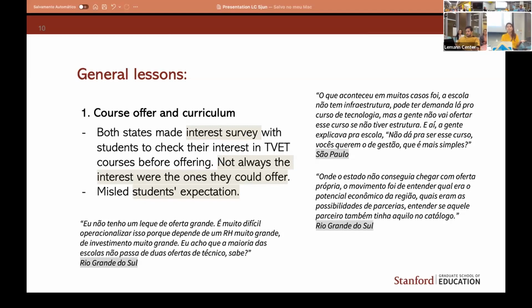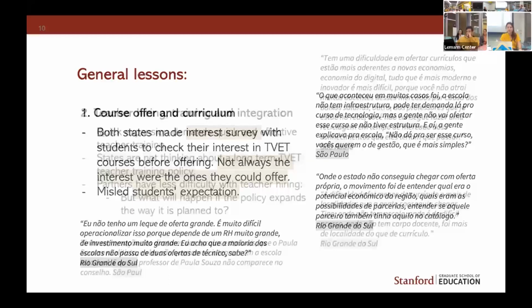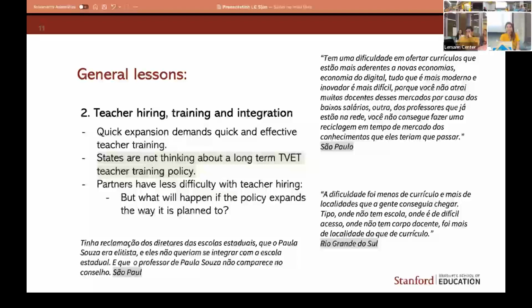That might be why we are having so many protests right now. And here, in some blurbs of my qualitative research, they say that what happened in many cases was that the school didn't have the infrastructure for a technology course, and then they couldn't offer it. And in some states, they even tried to offer, and students were for more than a month without having class because of lack of structure.